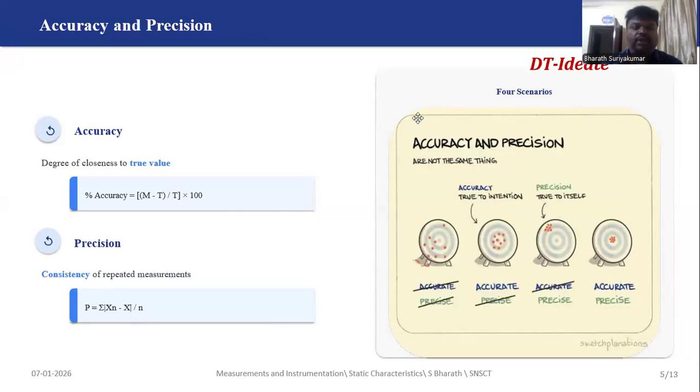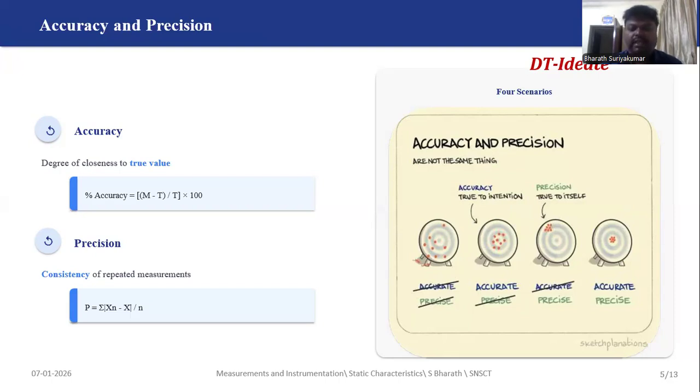Accuracy. Accuracy is the degree of closeness to the true value. It is measured with the formula (m minus t) divided by t, into 100. Precision. It is the consistency of a repeated measurement. This could be explained with four scenarios.